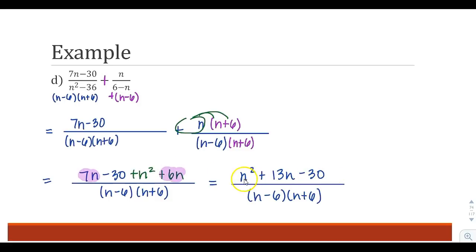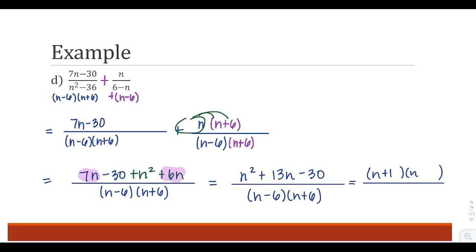And then we have to try to factor the numerator. So we always have to try and see if here, once we end up with one rational expression, can we factor what's left and then potentially cancel a binomial or a term. So I have to see if there are two numbers that multiply together to give me negative 30 and add together to give me positive 13. So that does work out if we have an n and an n. That's the only way to get n squared.